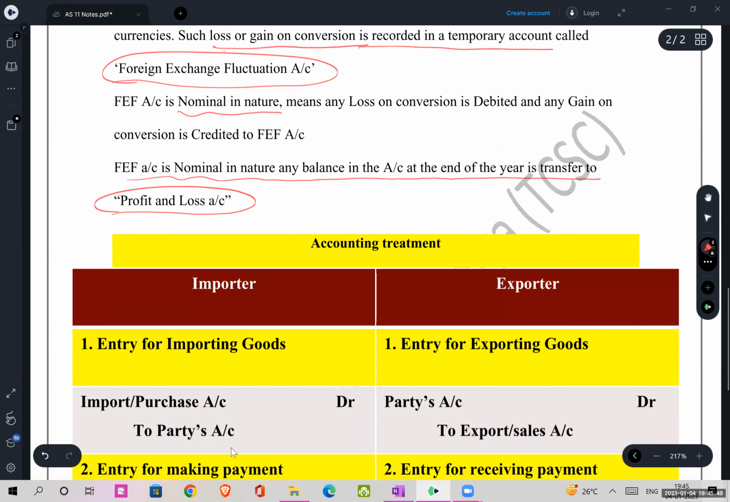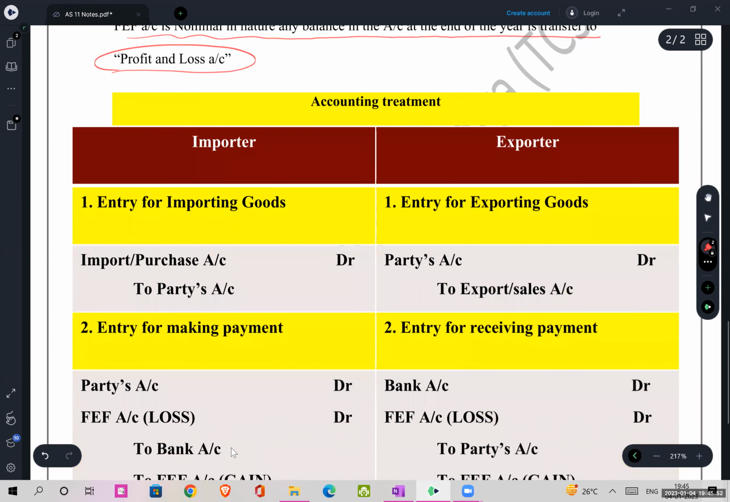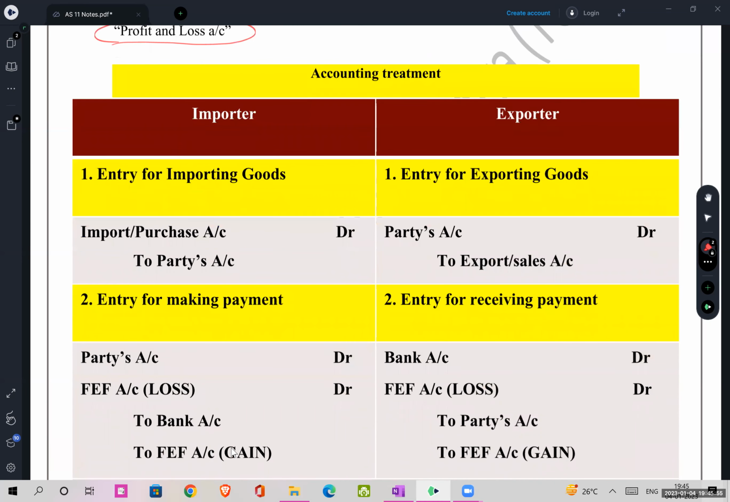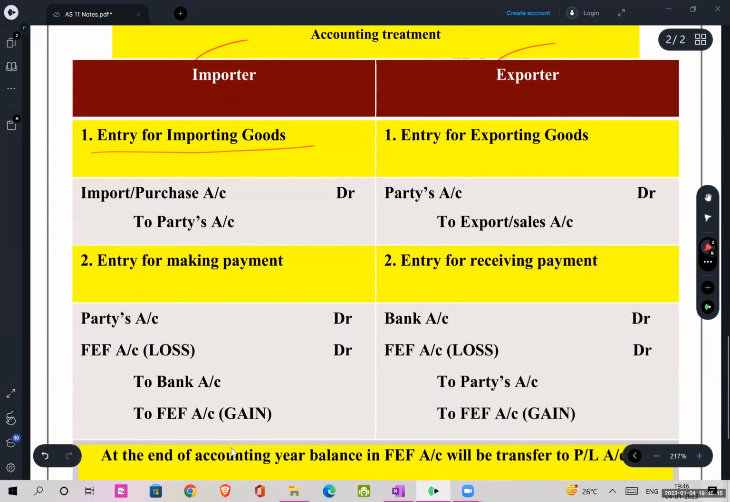Now you will have accounting treatments, that is journal entries, from the point of view of an importer and an exporter, as in the example of me exporting goods to the US and me importing goods from the UK. So from the point of view of importer and from the point of view of exporter. When I am importing goods, I am purchasing goods. So my journal entry will be import account or purchase account debit to the party's account. And when I'm exporting goods, I am making sales. So my journal entry will be party account debit to export or sales account.